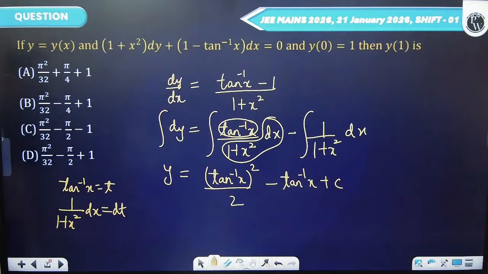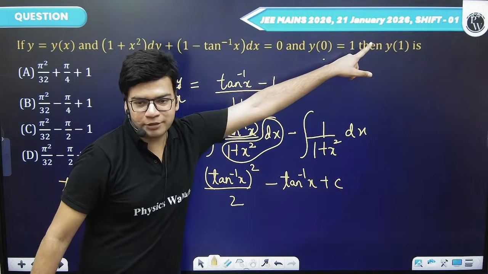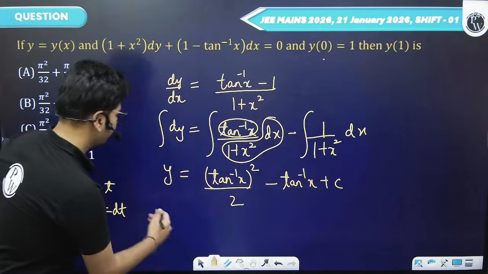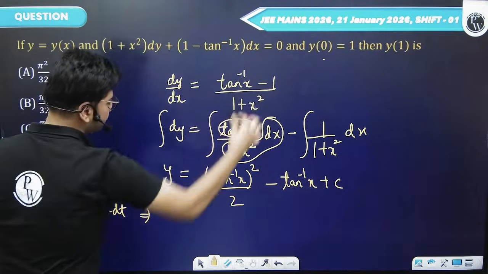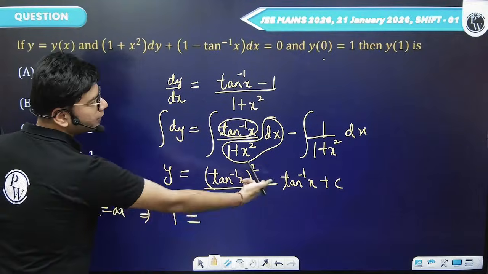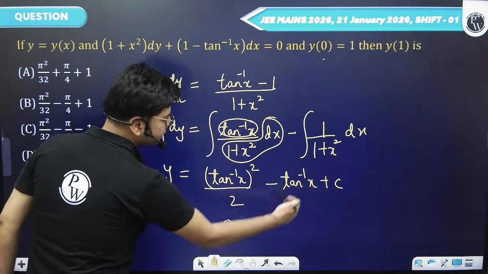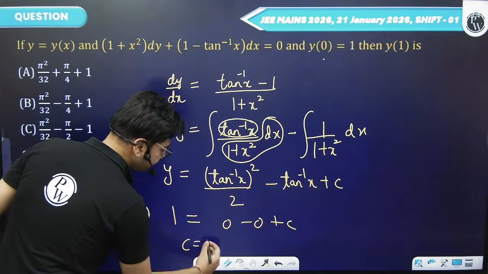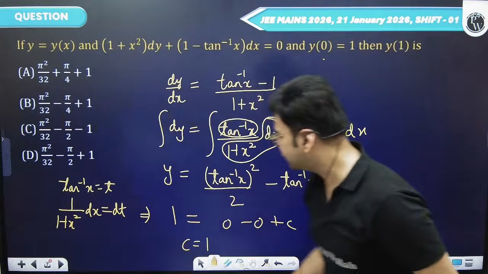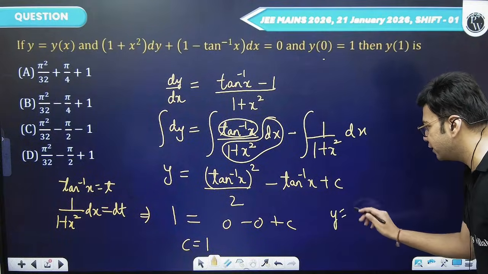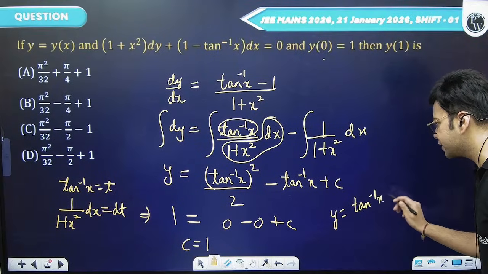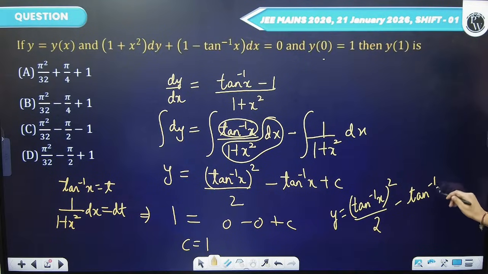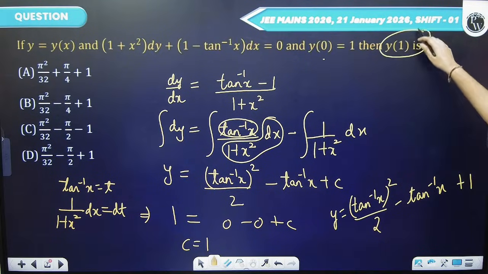So this is my function. Now I am given y of 0 as 1. I can utilize this information to calculate the value of c. So y of 0 is 1, so 1 is equal to tan inverse 0, which is 0, minus tan inverse 0, which is again 0, plus c. So from here I am getting the c value as 1. So now my function comes out as y is equal to tan inverse x whole square by 2 minus tan inverse x plus 1. Now you can easily calculate y of 1.